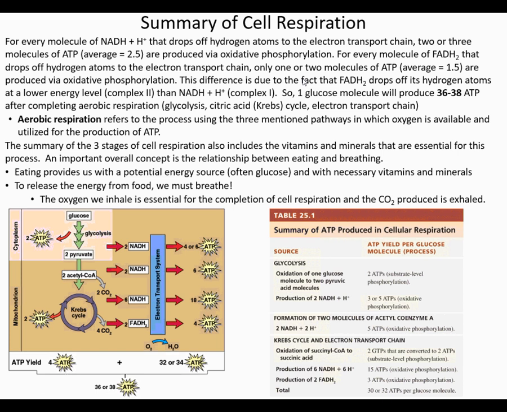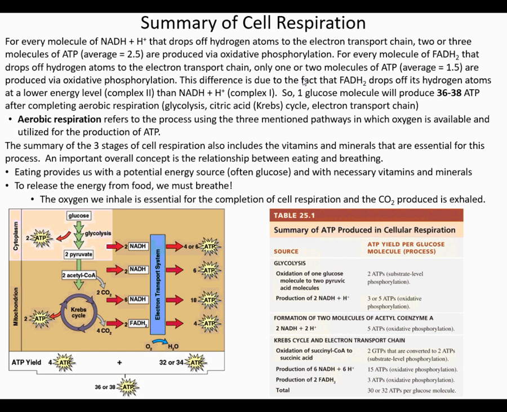So let's read through the whole summary. For every molecule of NADH plus H+ dropping off hydrogen atoms to the electron transport chain, 2 or 3 molecules of ATP, which is an average of 2.5, are produced by oxidative phosphorylation. For every molecule of FADH2 dropping off its hydrogen atoms to the electron transport chain, only 1 or 2 molecules of ATP, which is an average of 1.5, are produced by oxidative phosphorylation. This difference is due to the fact that FADH2 drops off its hydrogen atoms at a lower energy level, complex 2, than NADH plus H+, which was complex 1, what I was just talking about on the slide or two ago.